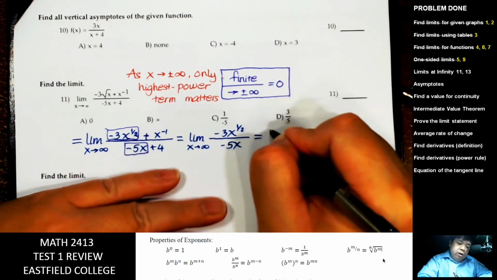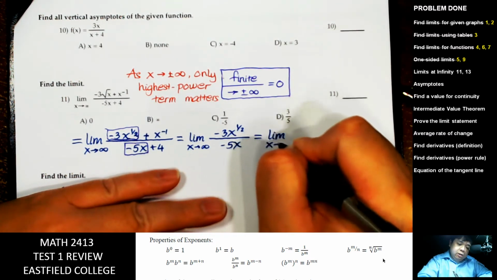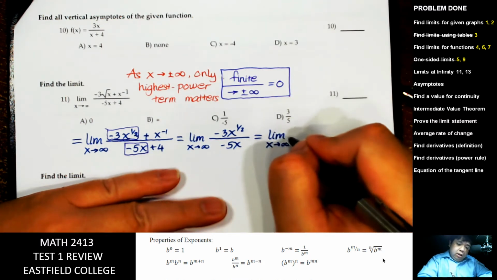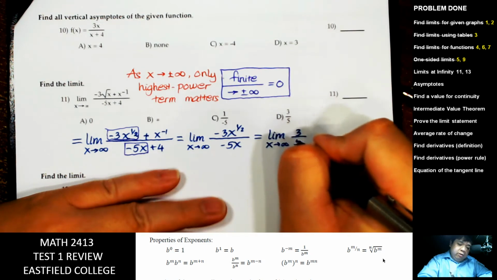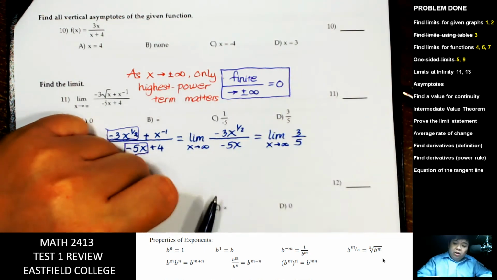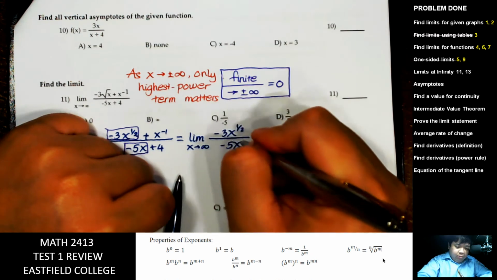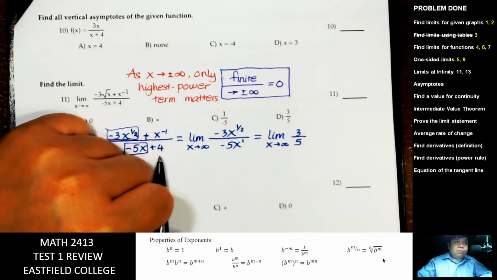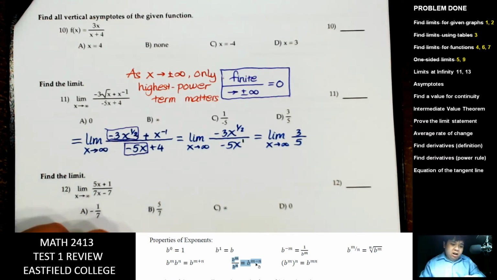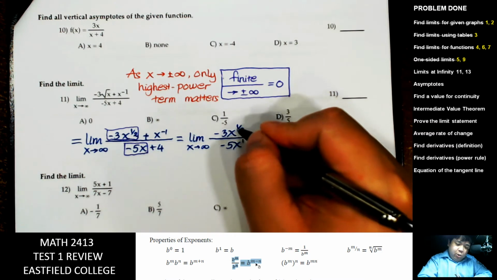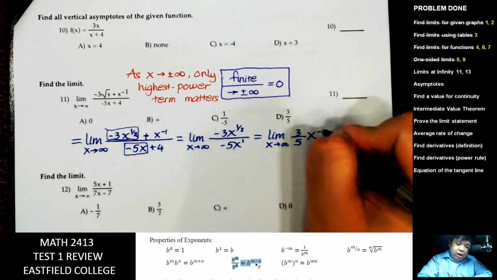Now we will simplify. Negative 3 over negative 5 will be 3 over 5. Next, when we divide two powers with the same base, we subtract the exponent. The formula is on that side, I just highlighted. So we subtract 1/2 minus 1 to get x to the negative 1/2.